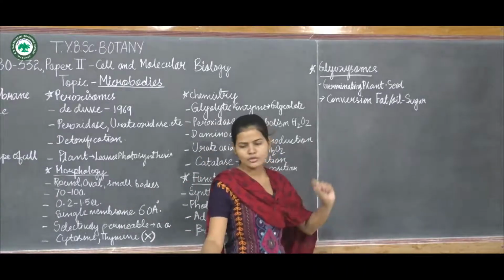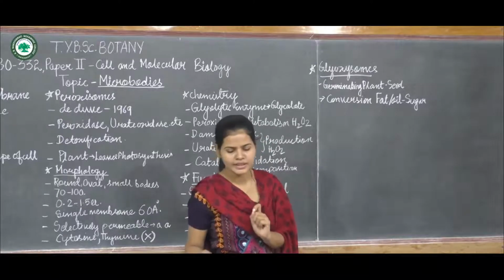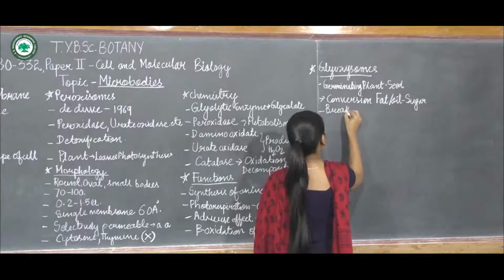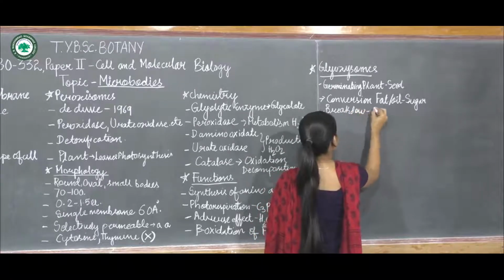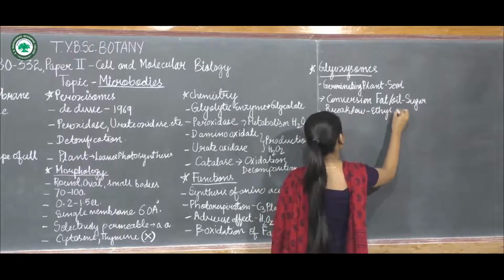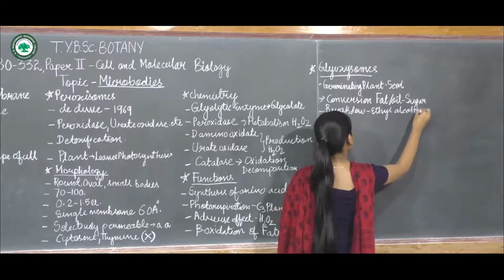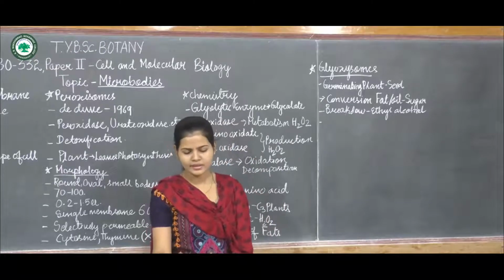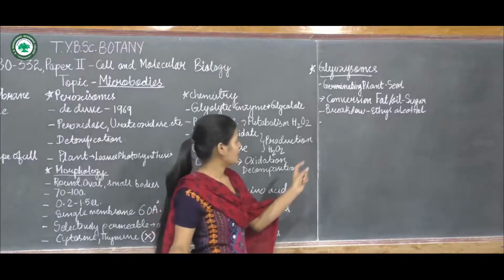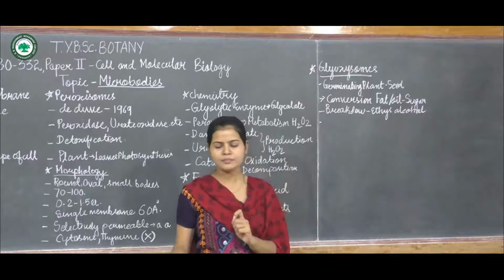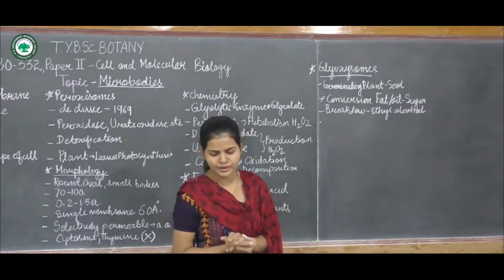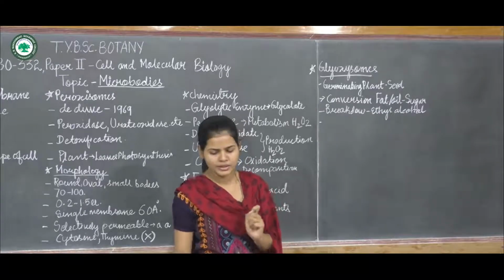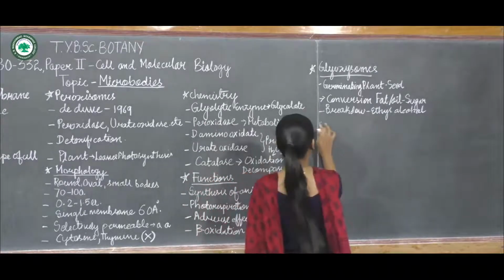Now they also help in the breakdown of the ethyl alcohol. So the breakdown of the ethyl alcohol will take place in glyoxysome. In this, hydrogen peroxide is released as a byproduct, which itself is broken down into H2O and O2. Now next is hydrogenosomes.